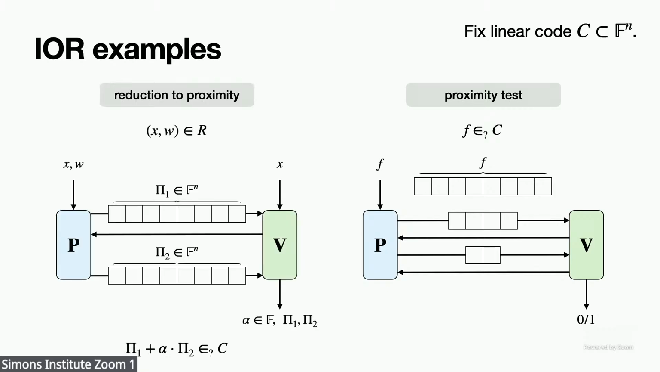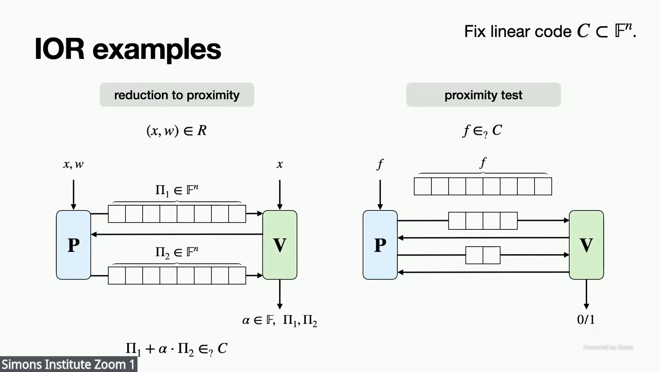Another example is a reduction to proximity. Let's say I have some target relation R that's, for example, R1CS. In a reduction to proximity, the prover and verifier exchange messages back and forth. At the end, the verifier outputs a claim about some combination of oracles. So the verifier is outputting 1, a scalar, and 2, two of the prover's oracles. And the claim is that this combination of oracles is in the code. So this is an example where the verifier would be outputting two oracles as part of the new instance.